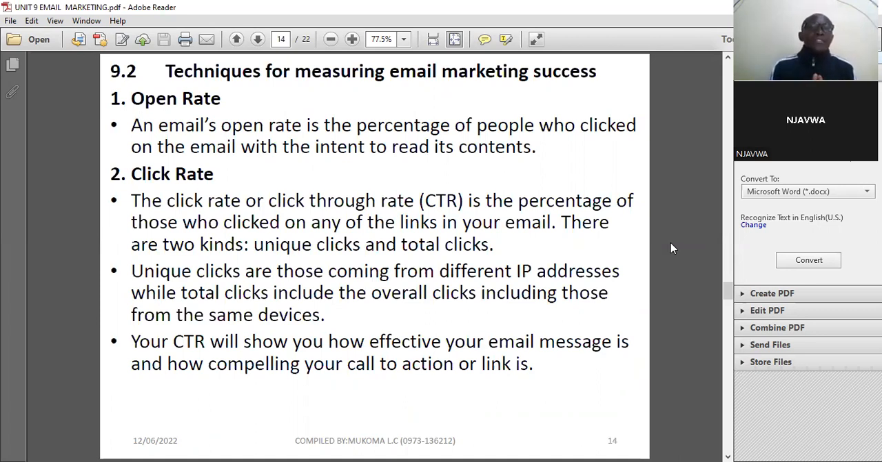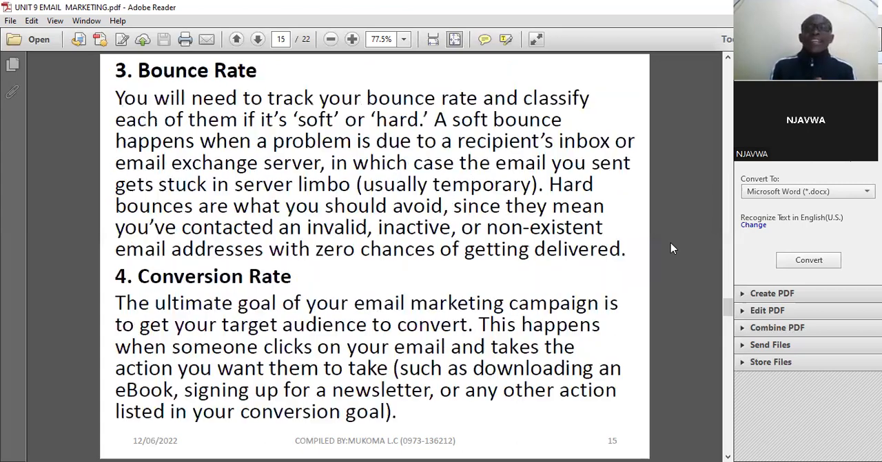Then click rate. The click rate or click-through rate, it is the same. It is the percentage of those who clicked on any of the links in your email. There are two kinds: unique click and total click. Unique clicks are those coming from different internet provider addresses, while total clicks include the overall clicks, including those from the same devices. Then the third technique you can use to measure is the bounce rate.